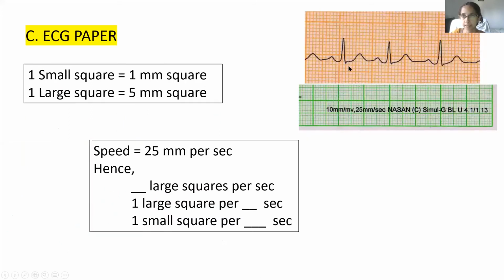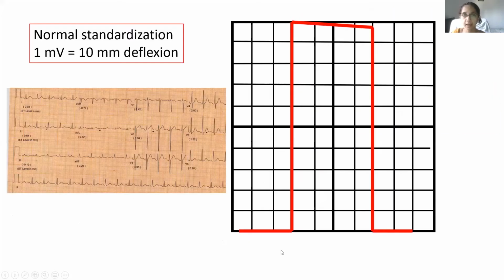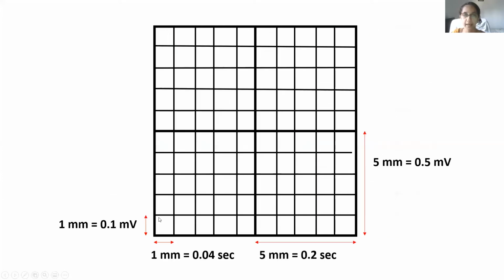A little about the ECG paper. We had understood that the normal speed is 25 millimeters per second, and hence we have 5 large squares in 1 second. 1 large square means 0.2 seconds, and 1 small square is 0.04 seconds. This is related to the x-axis. Related to the y-axis, the normal standardization is 10 millimeters, and hence we have a big square as 5 millimeters, a small square is 1 millimeter, which is 0.1 millivolts.